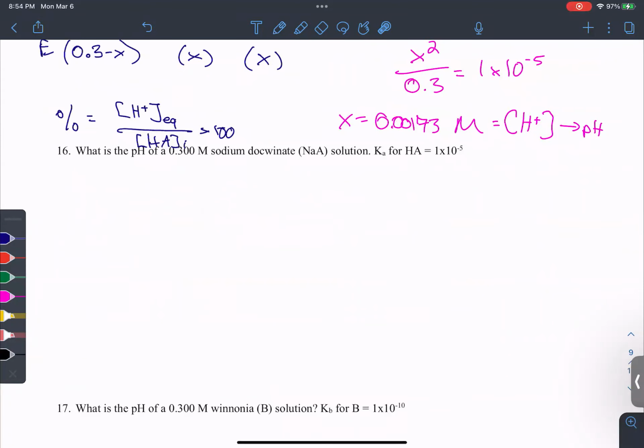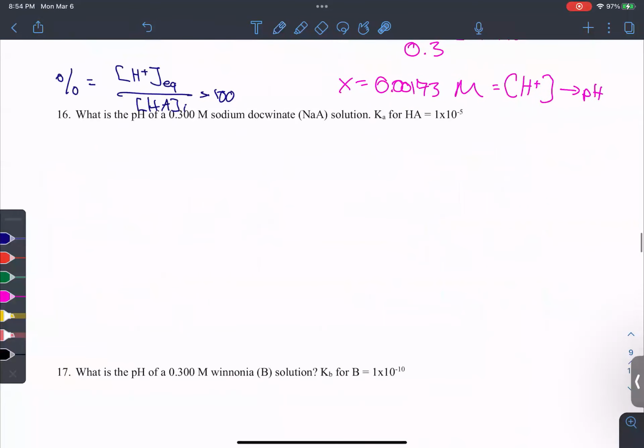Lisa, it's Dr. N. My TA say they make us do the quadratic. No. I mean, you can do the quadratic, but you can almost always do the approximation, but you just need to know how to do the approximation.